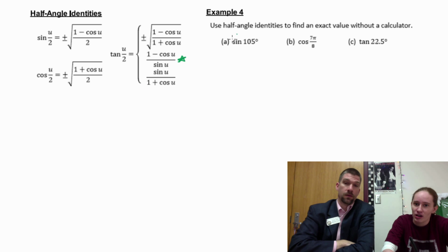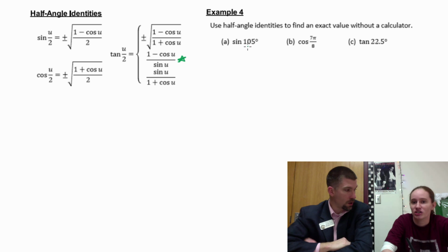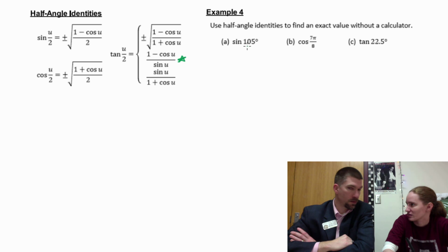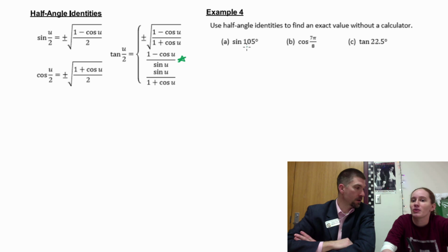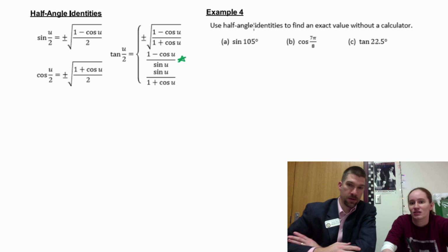So, to use the half-angle identities to find something like sine of 105 degrees. First off, we could find this with the sum and difference identities. Did you know that? You could do sine of 45 plus 60. That's 105. Right, but we want to practice with the half-angle identities. Let's do half angle.